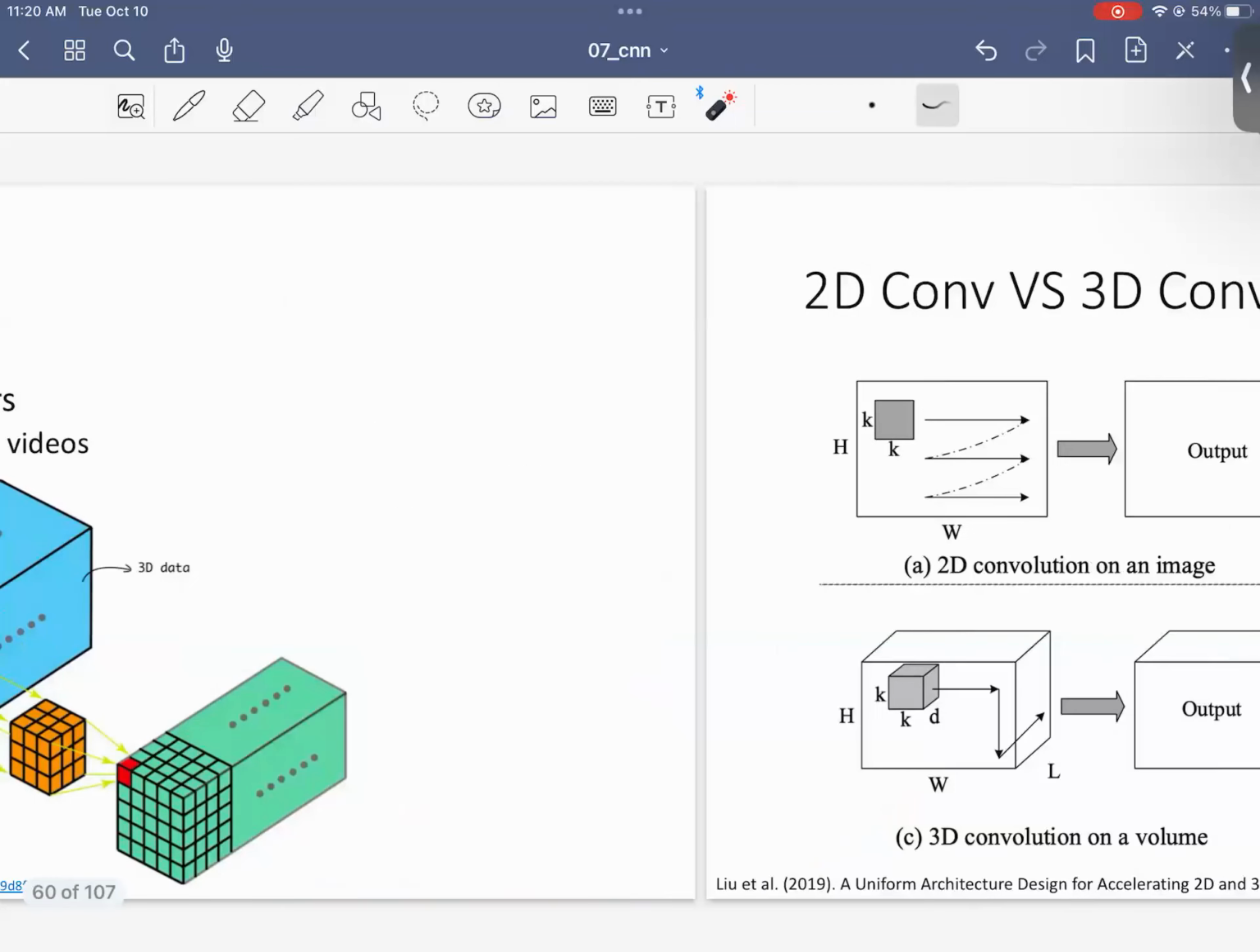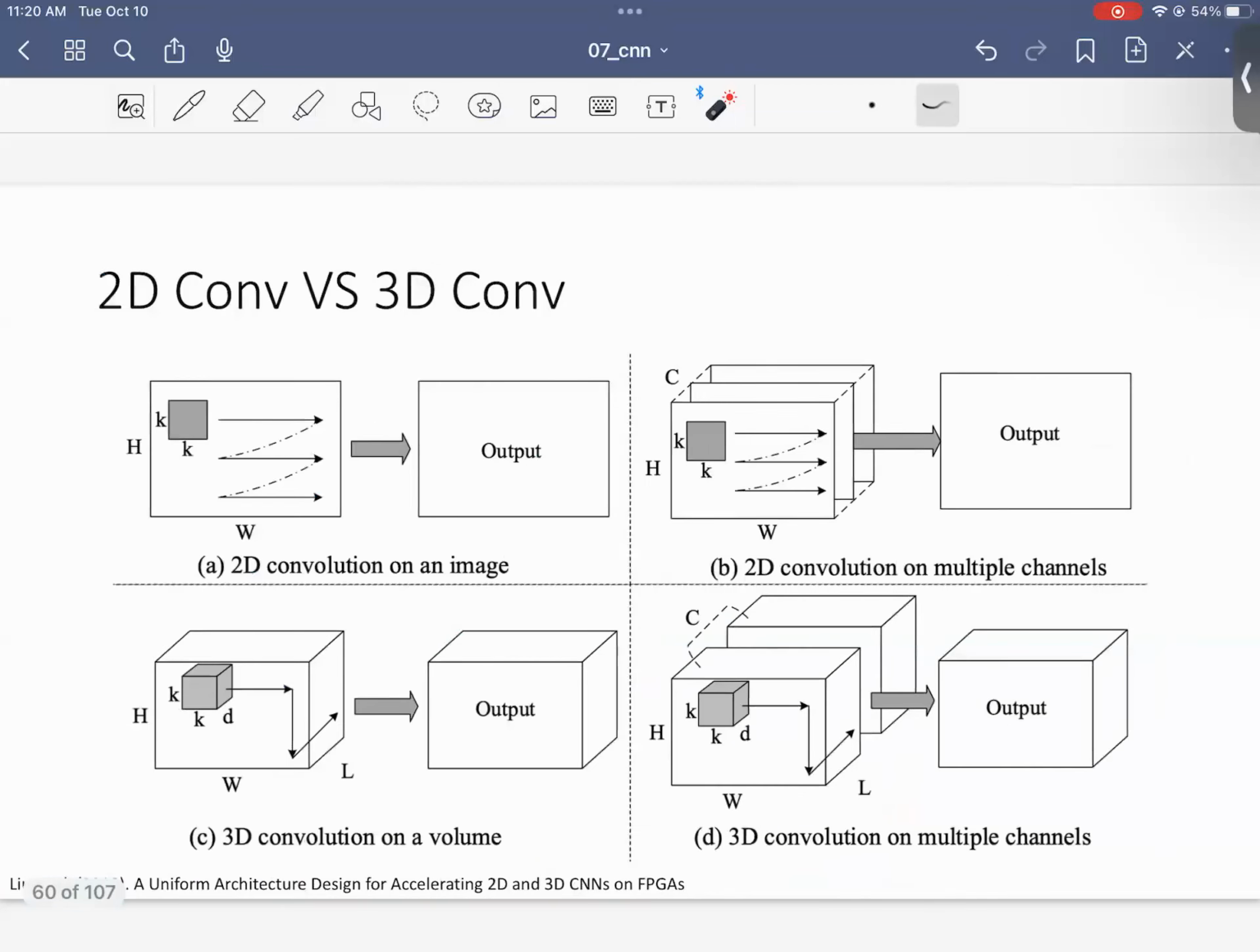So if you think about 2D versus 3D, a two-dimensional ConvNet goes like this, across the images. A 3D ConvNet actually goes like this, 3D-wise. So it's very computation heavy actually. People don't use 3D ConvNet very often because it's so computationally heavy.